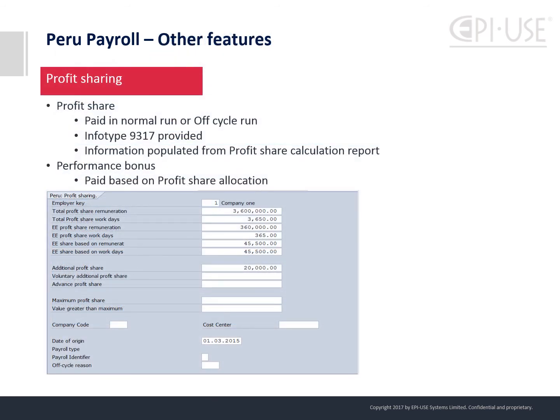The feature included in our Peru payroll solution is profit sharing. The profit shares can be paid in a normal run or off-cycle run. There's also a new infotype provided, infotype 9317. This information can be populated from a profit share calculation report, and there's also a performance bonus that is paid based on your profit share allocation. In the next slide, we will show you a demonstration of this.